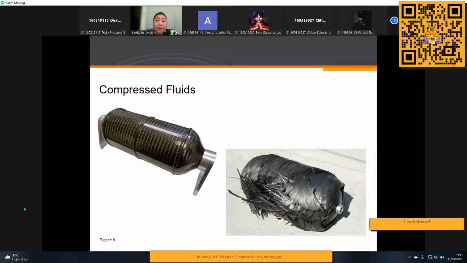The next one, we are also concerned about compressed fluids. If you remember the KRI Nanggala that sank about 1 or 2 years ago, we can see this is the condition where the compressed fluids get extra compression. It will blow up like this, and this becomes a hazard. Okay, these are the types of mechanical hazard.